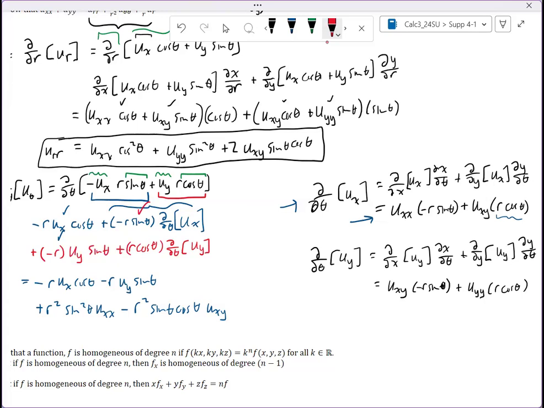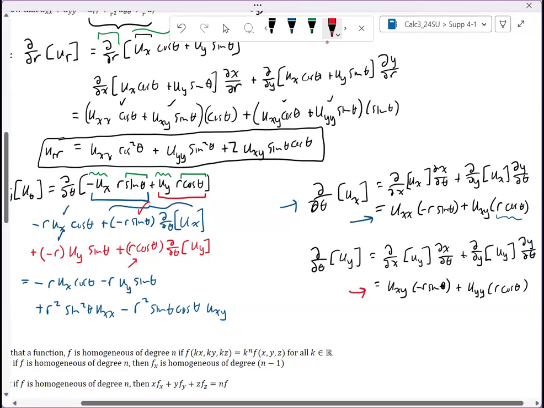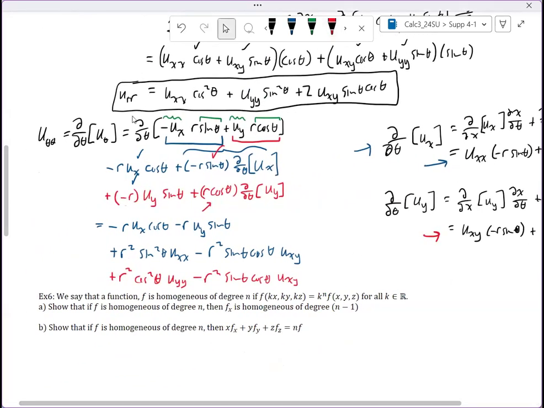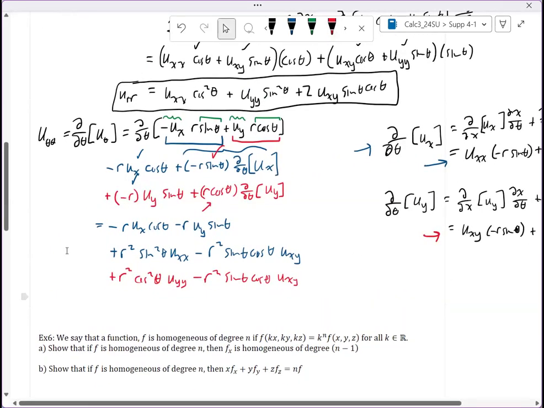And then the last term that we need to deal with is this last red term, which is r cos theta times this stuff over here. So this is going to give me a plus r squared cos squared theta u_yy. And then I have a plus r cos theta times minus r sine theta. So that's a minus r squared sine theta cos theta u_xy. Okay, so we have these 6 terms here for u theta theta.